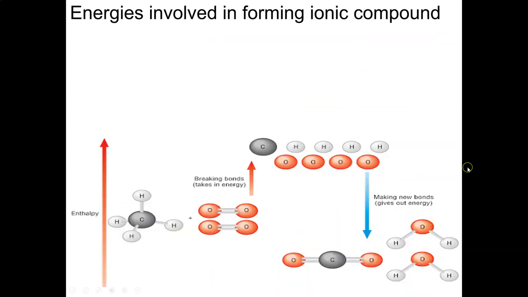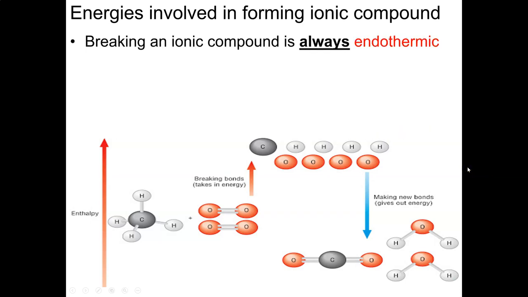All right, energy is involved in ionic compounds, so we'll talk about that first. Breaking an ionic compound is always endothermic, which means you put energy in. You can see here we have two compounds. These are both molecular, but the concept is still the same: you're putting energy into them to break the bonds, and whether it's ionic or covalent or even metallic, you're doing the same sequence of things. Whenever you break a bond, you put energy in. It's endothermic.